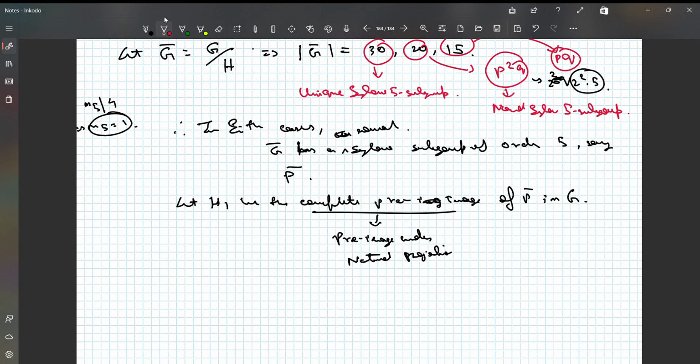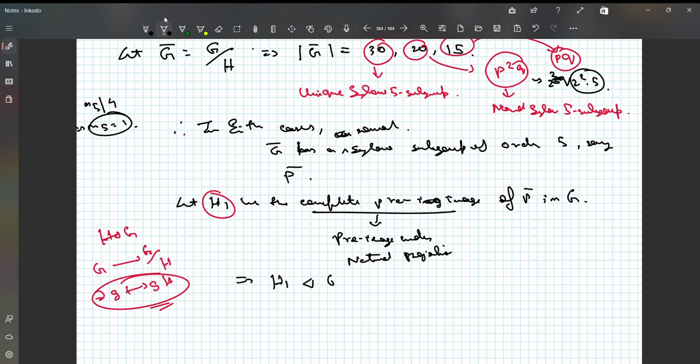If you recall what a natural projection is, if I consider a normal subgroup H of G, then the map from G to G mod H such that any element g is sent to gH is called the natural projection map. So we are taking the pre-image of P bar under this natural projection map. That is called the complete pre-image. Since P bar is normal in G bar, H1 is evidently normal in G, right? H1 is obviously not equal to G.